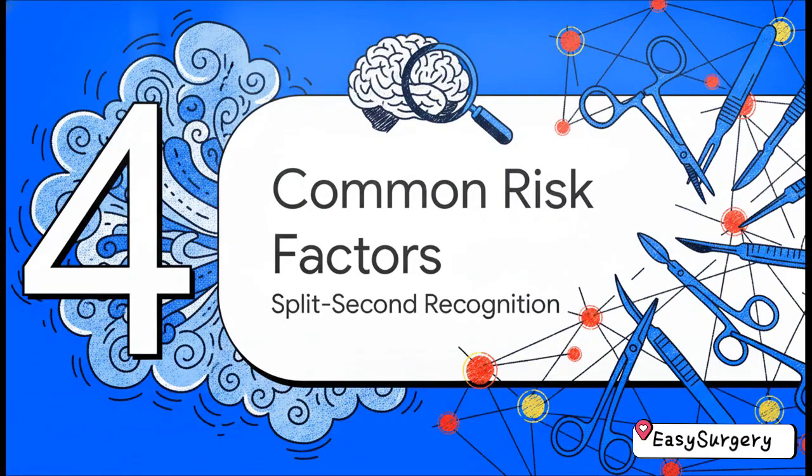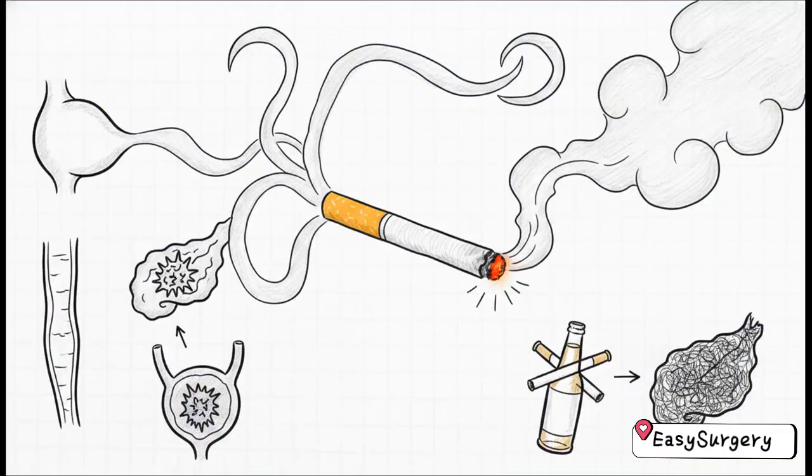Which brings us to Section 4, most common risk factors. Knowing the underlying risk factor that sets the stage, that is next-level surgical mastery. So the crucial point to grasp here is just how much absolute systemic damage is caused by one singular habit. Smoking is the primary risk factor, connecting incredibly diverse vascular, urological, and GI conditions.